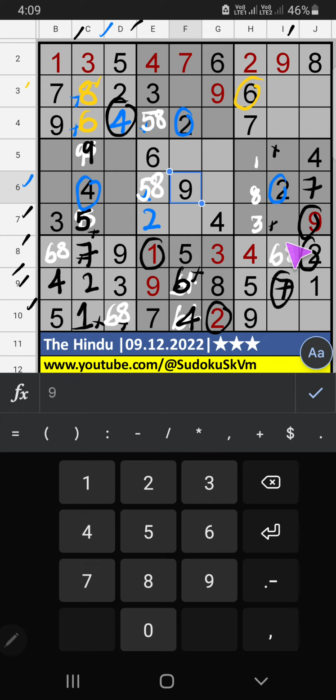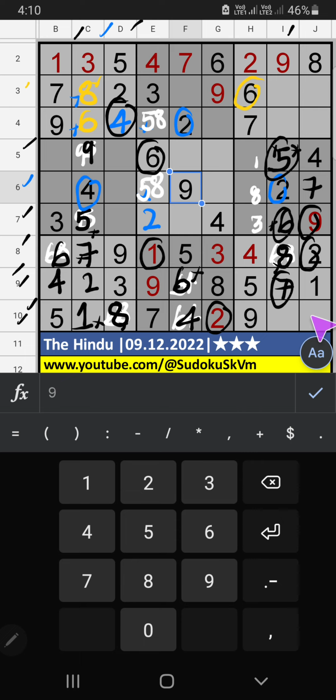Then 6th grid, 2 numbers are remaining, 5 and 6. 5th row, we have 6. So 6 can't come in the cell. 6 is confirmed here. Then 5 is here. Column I, we have 6. So 6 can't come in the cell. 6 is confirmed here. Then 8 is here. Then 7th grid, only one number is remaining, 8. 8 is confirmed here.